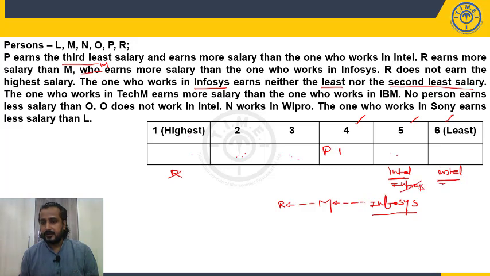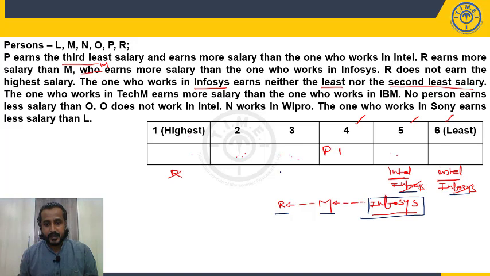Second least. Even the least also should not be the Infosys. So where do you have the scope to place the Infosys? Before Infosys, there should be a minimum of 2 persons who earn more salary than the person who works in Infosys. So Infosys cannot be in these two places.